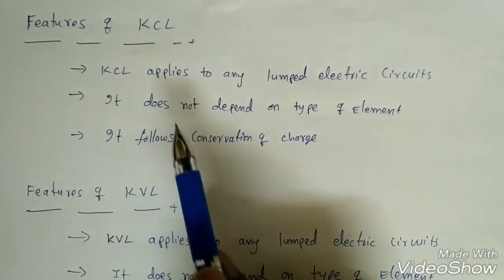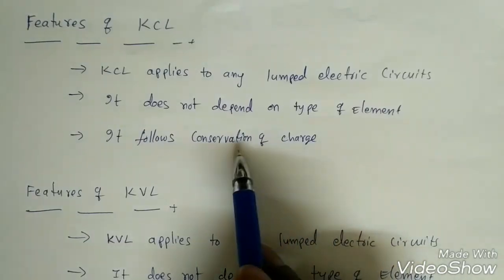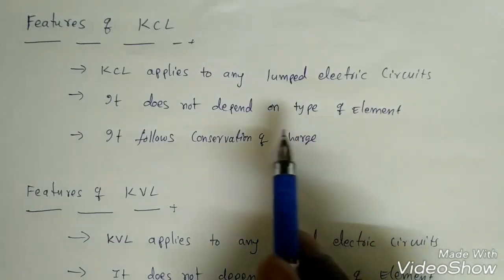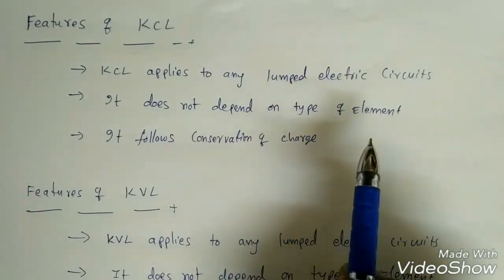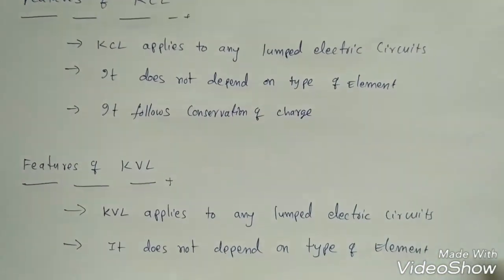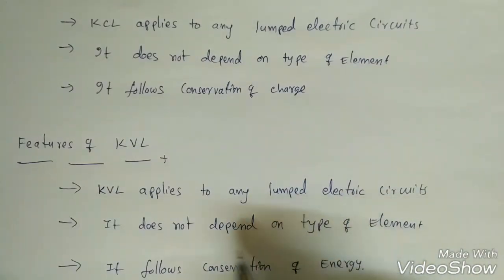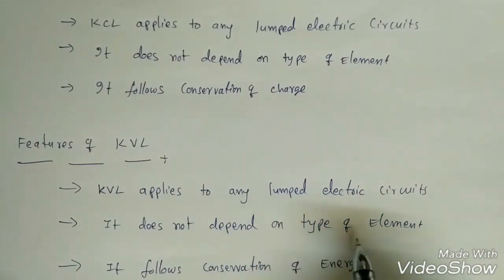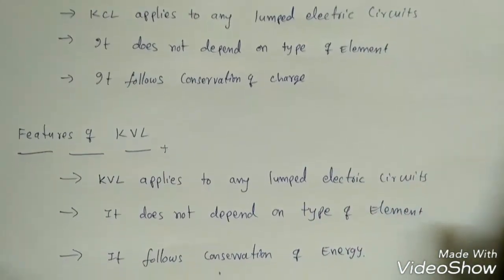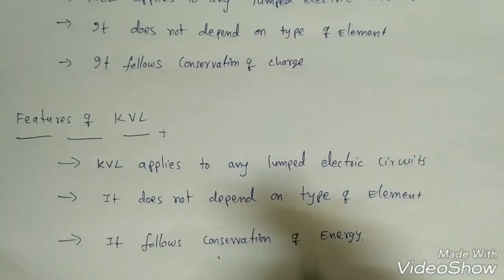So we can apply KCL, and KCL follows the conservation of charge, that is, the charge will be transferred from one point to another point, right? It will not be stored at any node. Now similarly, the features of KVL: it again applies to any lumped electric circuits. Again, it does not depend on the nature or type of element, and it follows the conservation of energy, right? So those are some features of KCL and KVL.